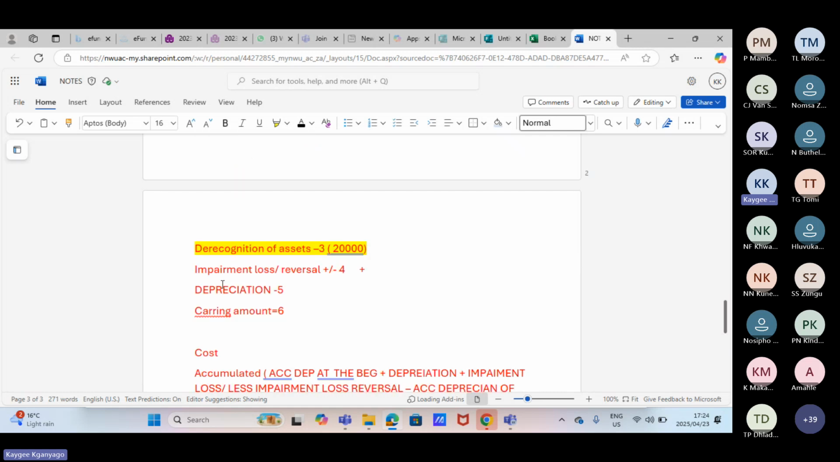If there is impairment loss, you subtract. If there is impairment loss reversal, you add. And also depreciation, you subtract. Then you are done.